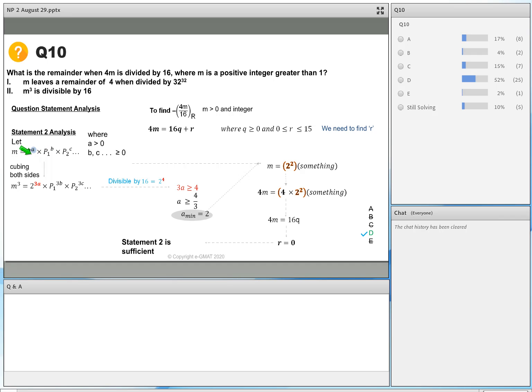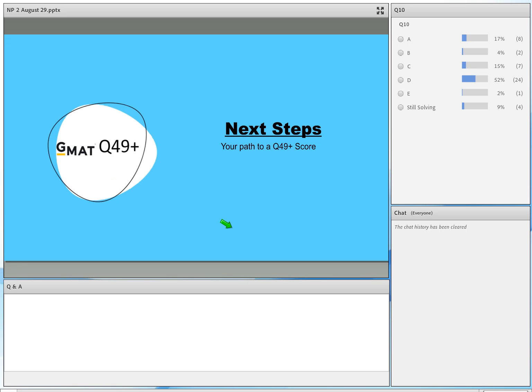Use this step here to come here. M is equal to 2 to the power 2 times something. So if m has a 4 in it, 4m will have a 16 in it because you're giving it an extra 4, right? So if 4m is a multiple of 16, the remainder has to be 0. And so the second statement is also sufficient, and the correct answer is choice D.